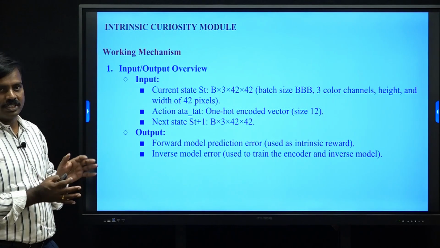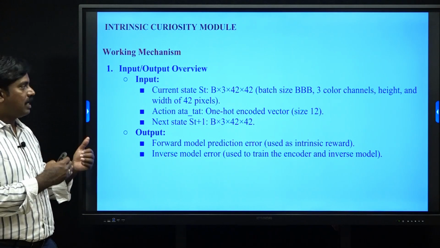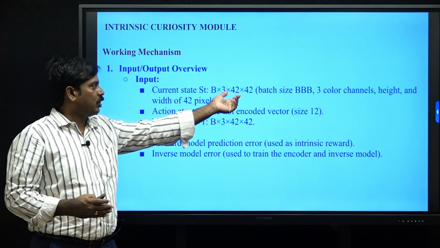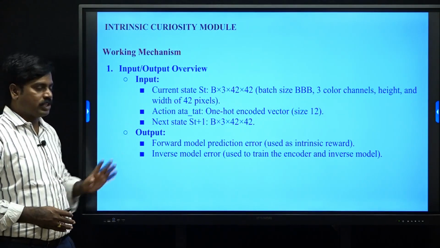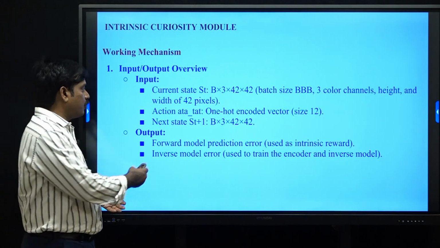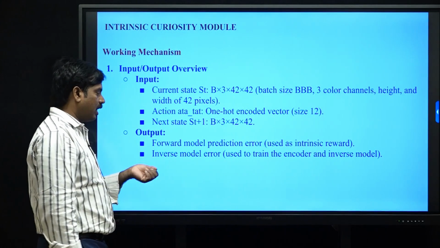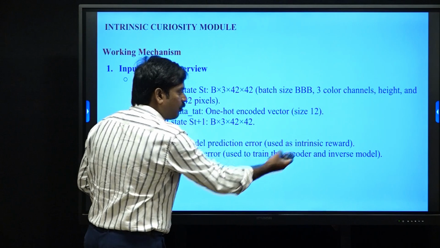Input is the state representation, the current state, with the batch size, the number of samples, and 3 x 42 x 42. 3 is the channels, 42 by 42 indicates the spatial representation, and the action and next state. The output is the forward model prediction error. Output is the prediction error. Prediction error is used in the intrinsic reward.